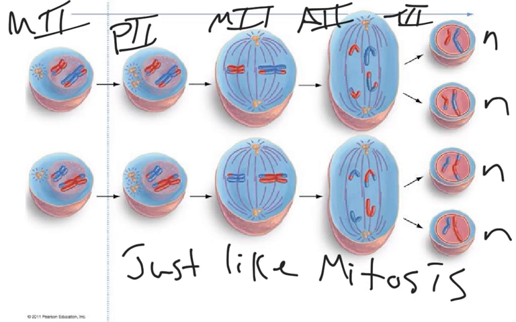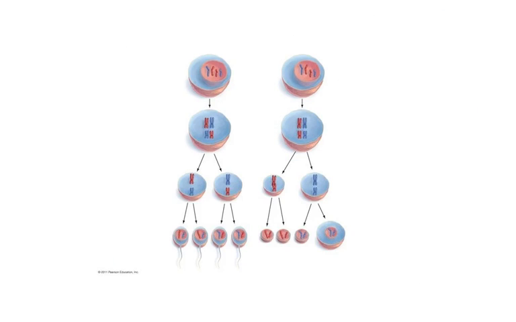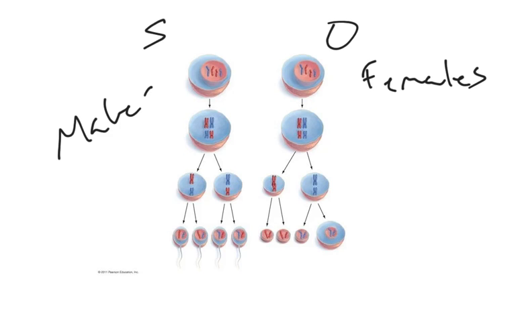4 haploid cells. Now let's look more specifically at meiosis in humans. Okay, we're going to look at spermatogenesis, so I'm going to put an S there for spermatogenesis, and oogenesis, which is females. So this over here is females, this is males, and they happen a little differently. Males is pretty simple.